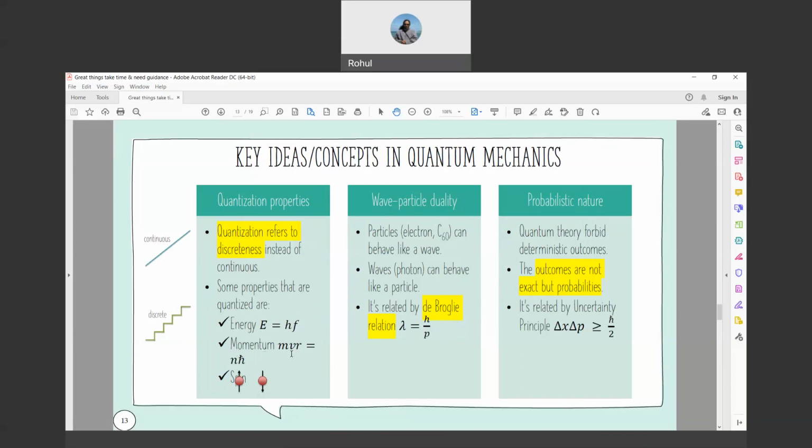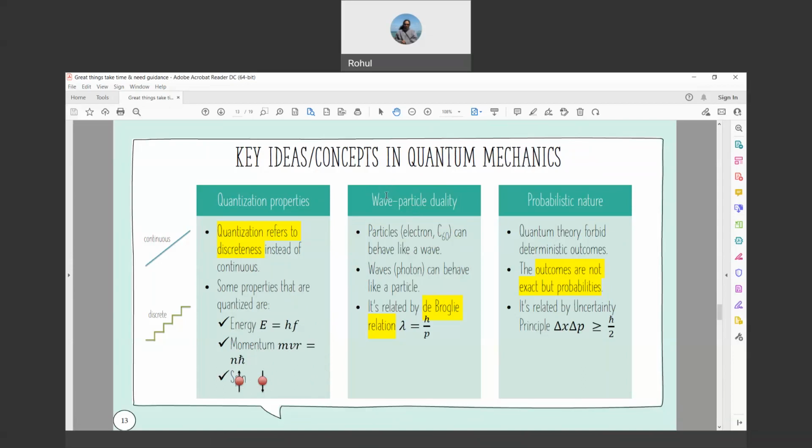Second is momentum. This is what Niels Bohr figured out: mvr equals n h bar. And then the third one is spin. You can either have a spin up or spin down for electrons.